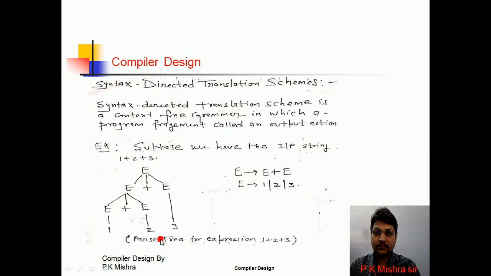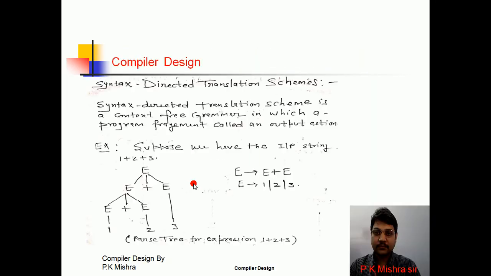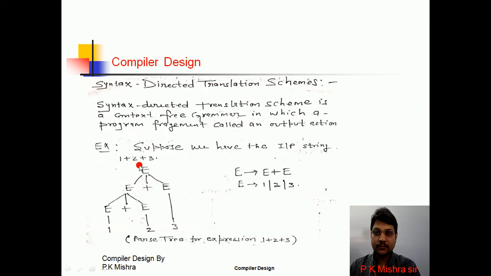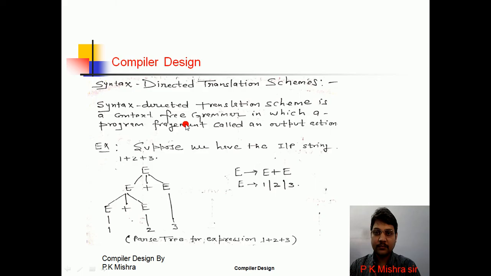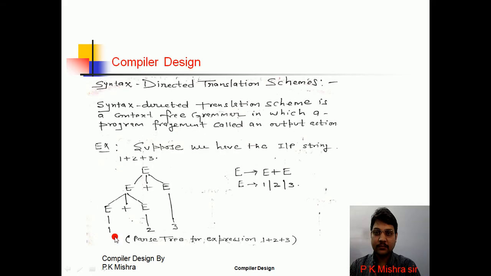So just draw the parse tree. How can you draw it? Take the first step, E gives E plus E. In place of this E we are writing E plus E. Now in place of the first E 1, second E 2, third E 3. So this is the parse tree for the expression 1 plus 2 plus 3.